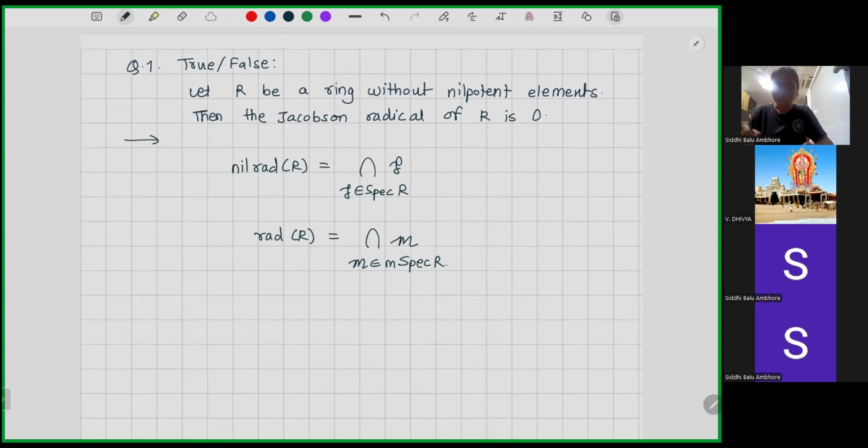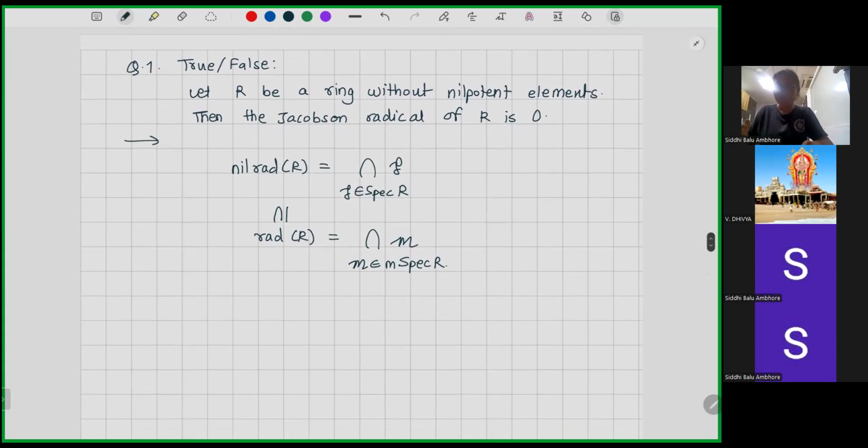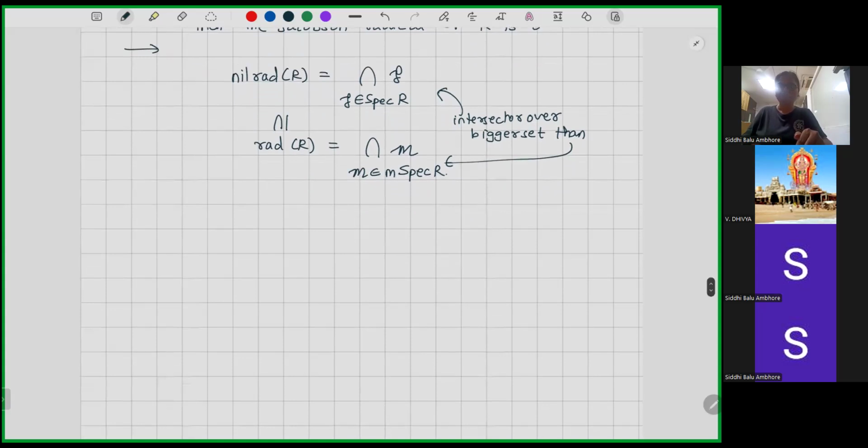So we can always see that the nil radical will always be contained in the Jacobson radical, right? Because the nil radical is an intersection over a bigger set than the Jacobson radical. Every maximal ideal is prime, so those elements are already there, and then we are again intersecting with more ideals which are just prime ideals. So we always have this containment: the nil radical is always contained in the Jacobson radical.